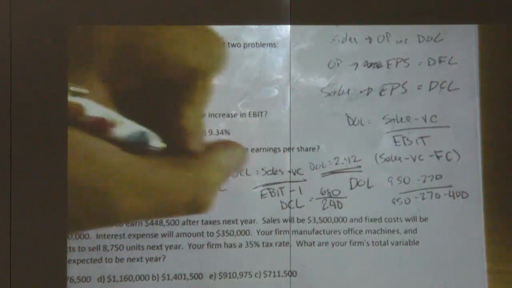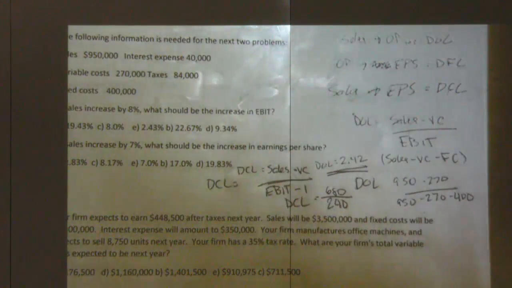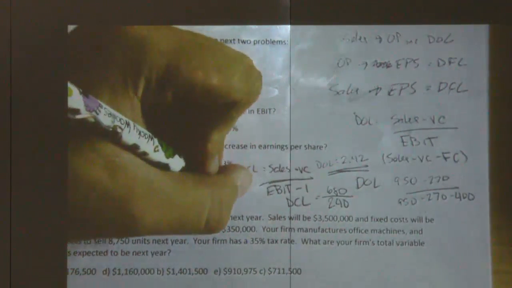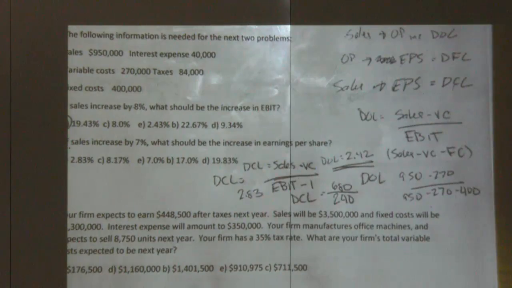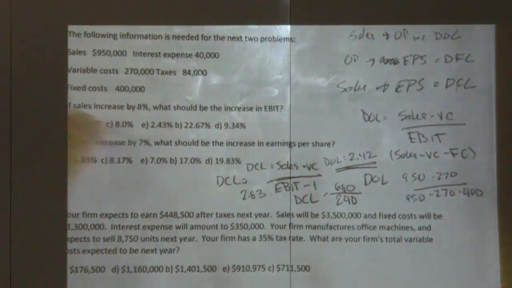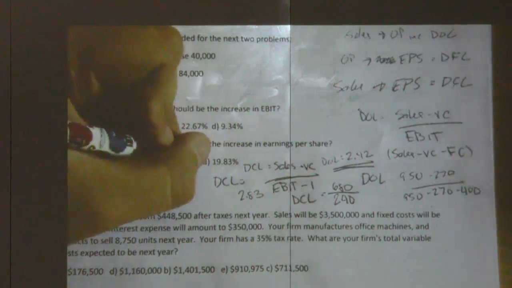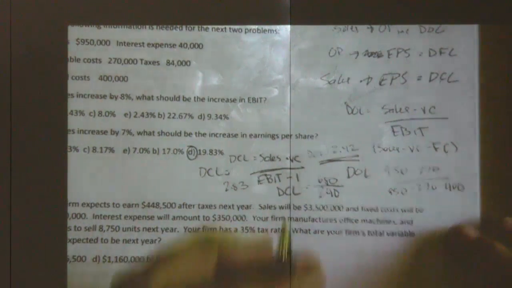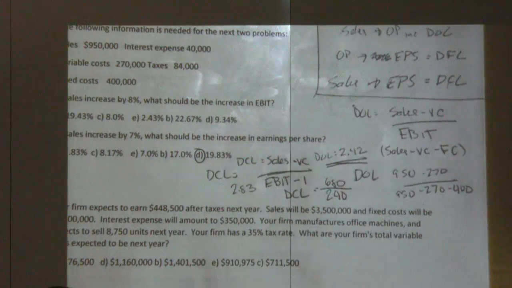And your DCL will be $2.83. And here you're just multiplying the same thing, we're just multiplying our increase by that 2.83. And you should end up with 1983 as your increase in earnings per share. Does that make sense, everybody? So yeah, I would try to remember this right here. It's super helpful. Helped me.